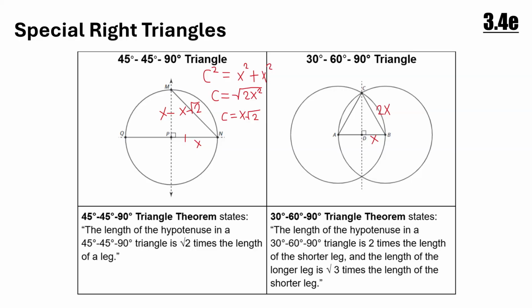To prove that the longer leg is the square root of 3 times the length of the shorter leg, you use the Pythagorean theorem. By the Pythagorean theorem, 2x squared equals x squared plus b squared. Using the power of a product rule of exponents, this becomes 4x squared equals x squared plus b squared. When subtracting x squared from both sides, this becomes 3x squared equals b squared. By taking the square root of both sides, this becomes the square root of 3x squared equals b, then x times the square root of 3, when fully simplifying the square root.